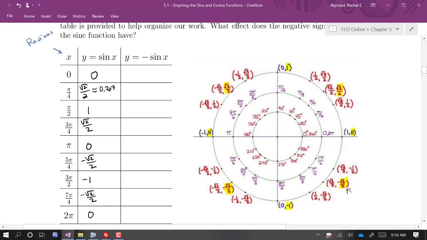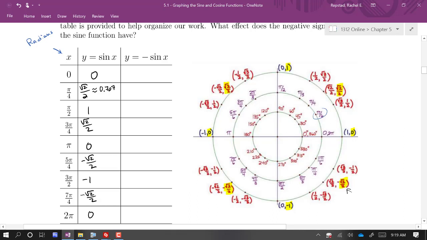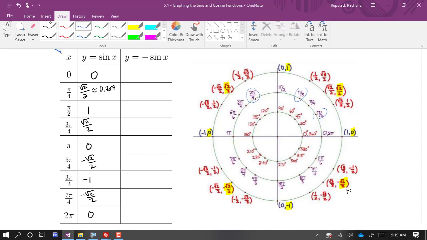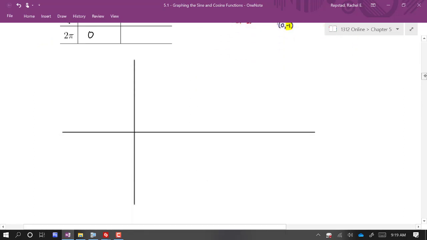I selected these values just because I think we can get a decent idea of what it looks like plotting just these points. You could also include, if you want, the additional points for pi over 6 and pi over 3 and 2 pi over 3 and so on, to help see the shape a bit more clearly in the points that we plot. But I think that these ones will do a pretty decent job. Before we move on to the negative sine x, let's plot these points.